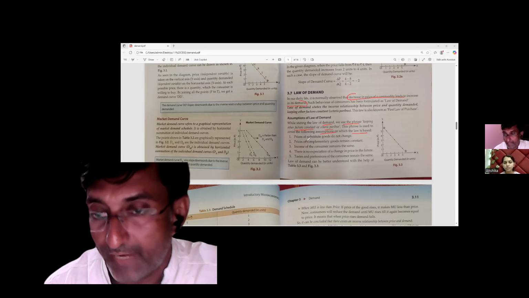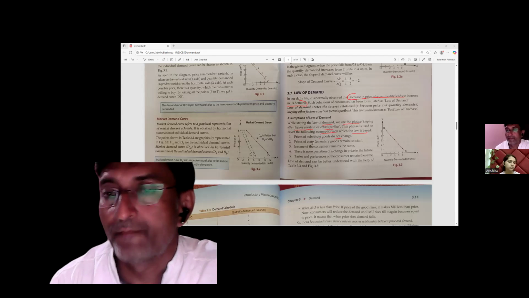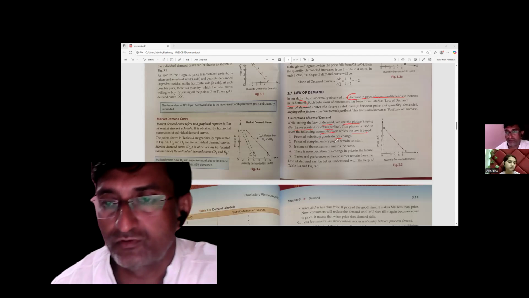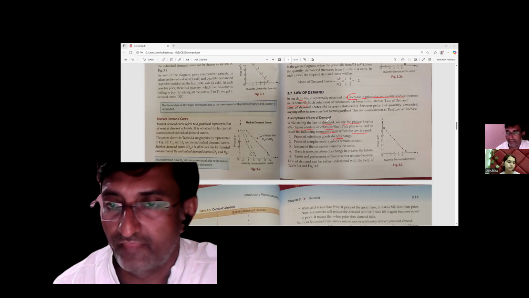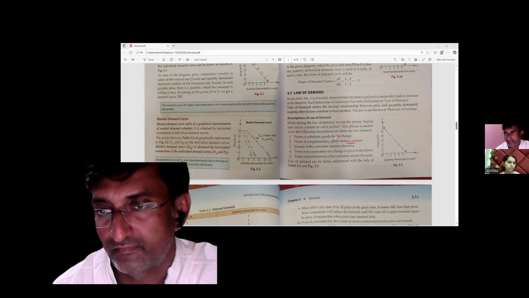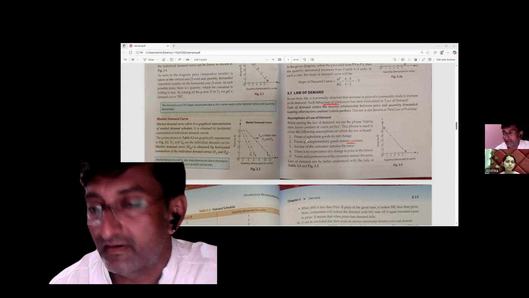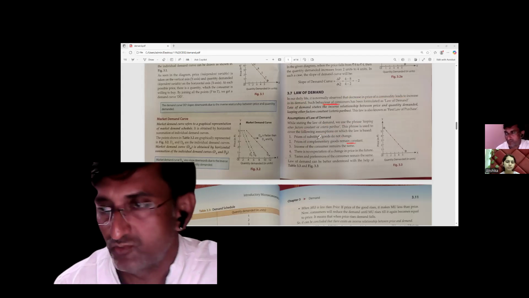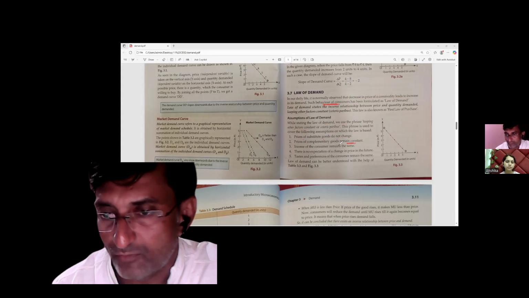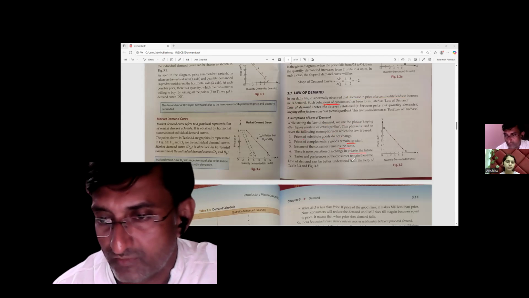Now let's see. First assumption: price of substitute goods does not change. If the price of substitute goods does not change, then your demand will remain the same or increase. Price of complementary goods remains constant. So what are the factors? Price of substitute goods is the same, there is no change. Price of complementary goods remains constant. Income of the consumer remains the same. There is no expected change in the price in the future. Taste and preference of the consumer remain the same.